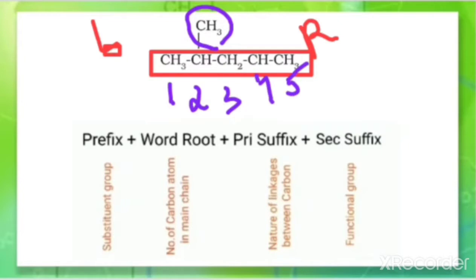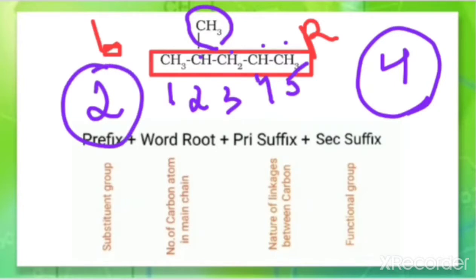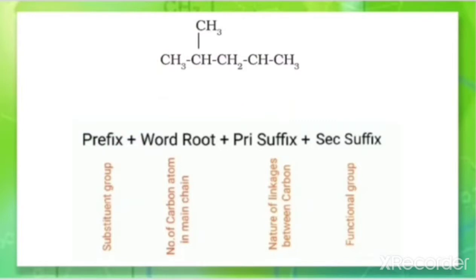But when you count from the right side, what will be the number you will be getting for the methyl group? 1, 2, 3, 4. 4. So that will be greater. But from the left side, you will be getting number 2. So which is the right way of numbering? Either left or right, the minimum number is from the left side. So the number 2. That's why this is the right way. The left side counting is the right way of numbering.